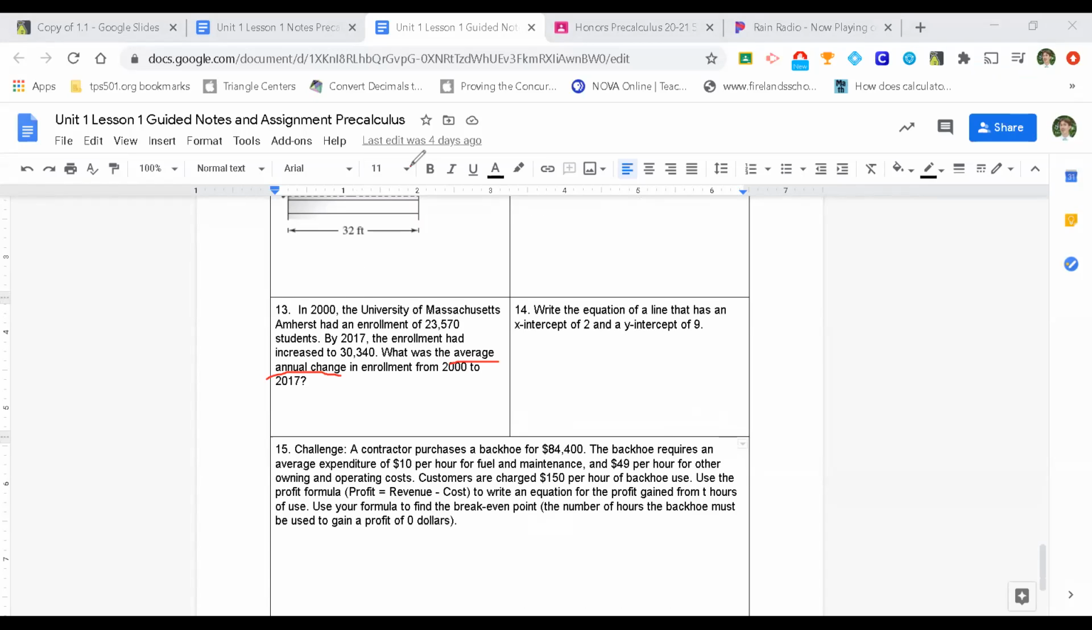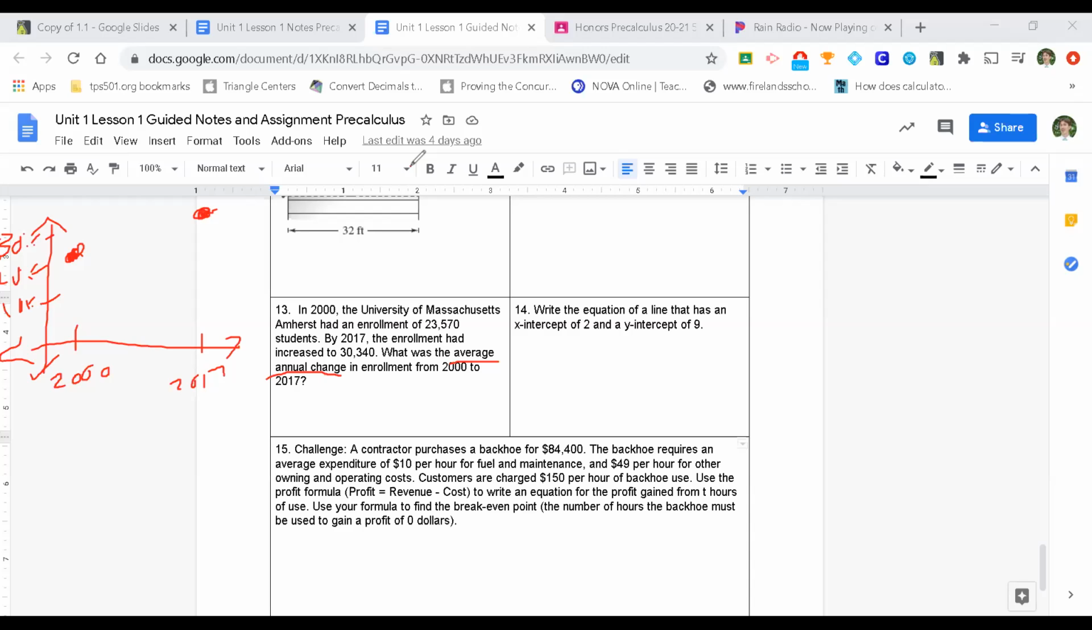You might draw a little graph of this to help understand that. Let's say this is 2000 and this is 2017. Let's count by tens: 10K, 20K, 30K people. In 2000, it's at 23,570, which is right about there. In 2017, it's at 30, so right about there. What I want to know is what's the average annual change in enrollment.